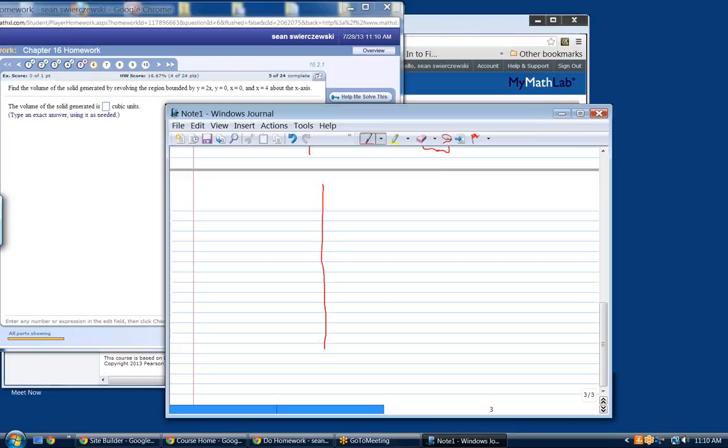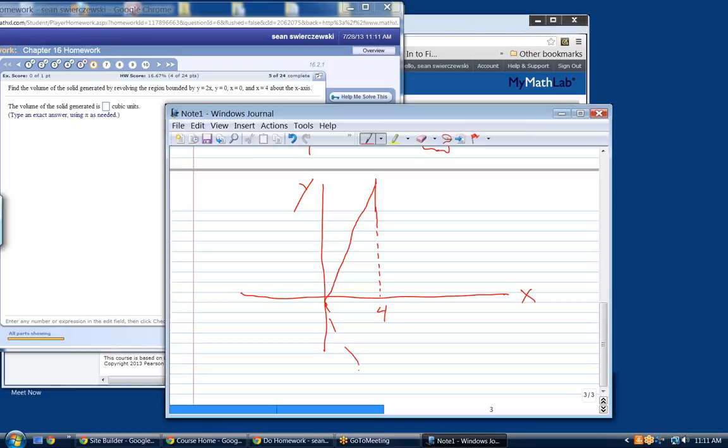Well, if we draw a picture, which is usually almost mandatory when you're doing these problems. So y equals 2x is a line that goes like that. Y equals 0 is the x-axis, not the y-axis, but the x-axis. X equals 0 is the y-axis, and x equals 4, we'll say, is this line right here. So they want the volume of this solid generated by revolving it about the x-axis.